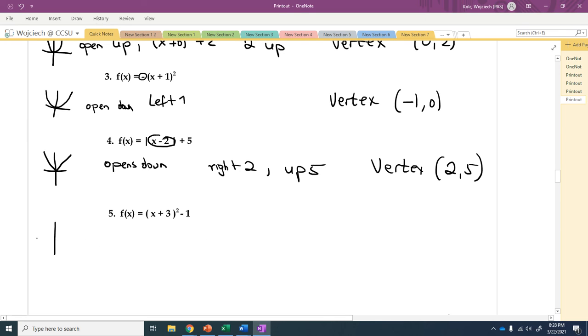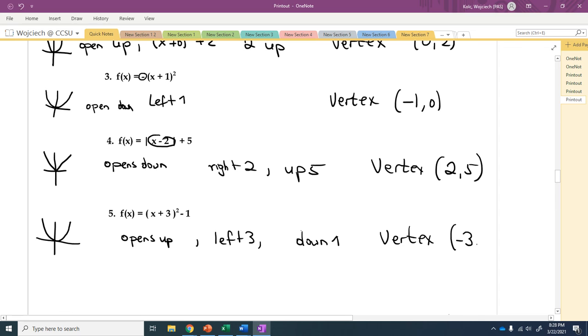And last problem, okay, you have the parent function, which is your U, opens up. x plus 3, okay, means move left 3. And -1 means 1 down, so down 1. So what's my new vertex? My new vertex is -3, -1.